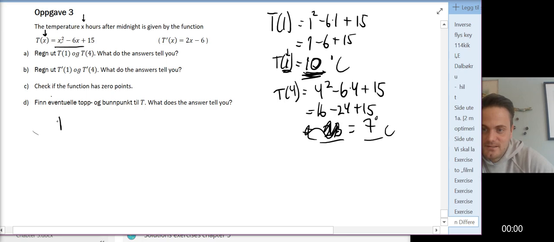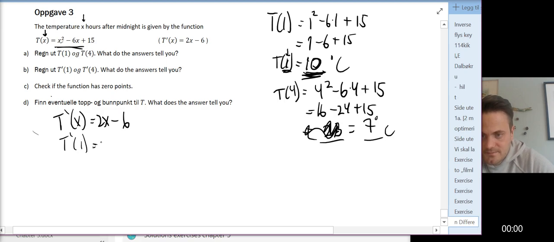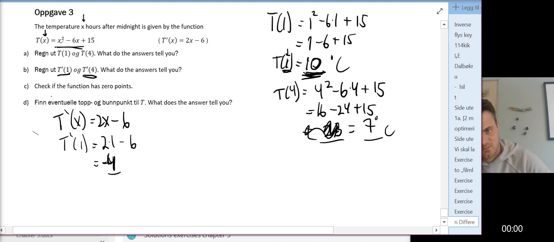Then we should find t', the derivative of t when x is 1. So we have to find the derivative, just move down here. And I get 2x minus 6, right? And then I find the derivative when x is equal to 1. So I get 2 times 1 minus 6, which is minus 4. We get a negative answer. And the derivative, also called a gradient function, tells us how fast something is changing at a given point.